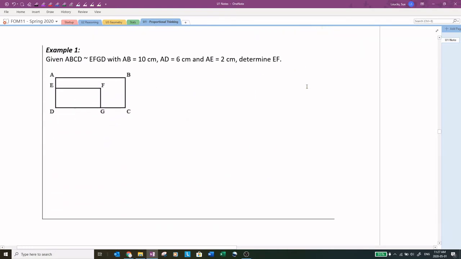All right, example 1. Given that ABCD is similar to EFGD, so that's the big rectangle to the small triangle, and AB equals 10, well, I'm going to write that on my drawing right now. AD is 6. I'm going to label that out to the side here, because if I put it in here, I'm not going to be sure what part of it it's referring to, but here I've shown that it's this whole distance here. And AE is 2. I'm going to put that on the inside because there's not much room on the outside. Find EF. So I'm going to label that with an X because that's my unknown.